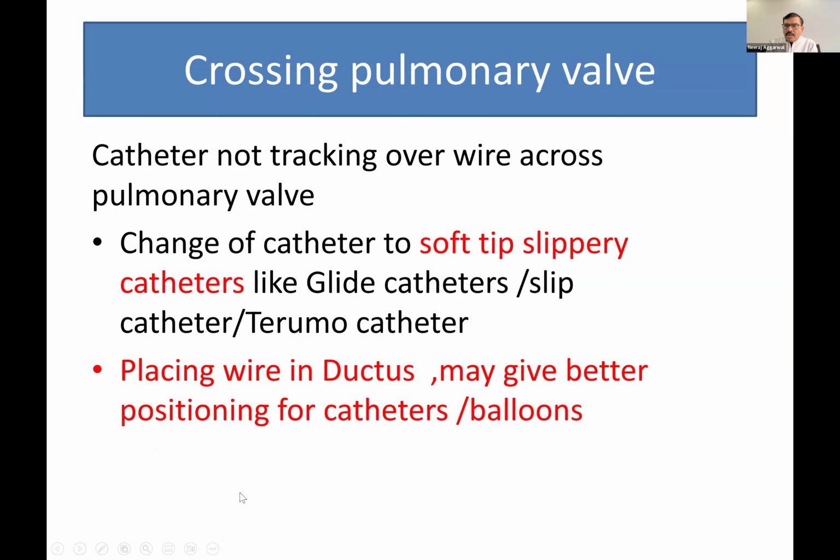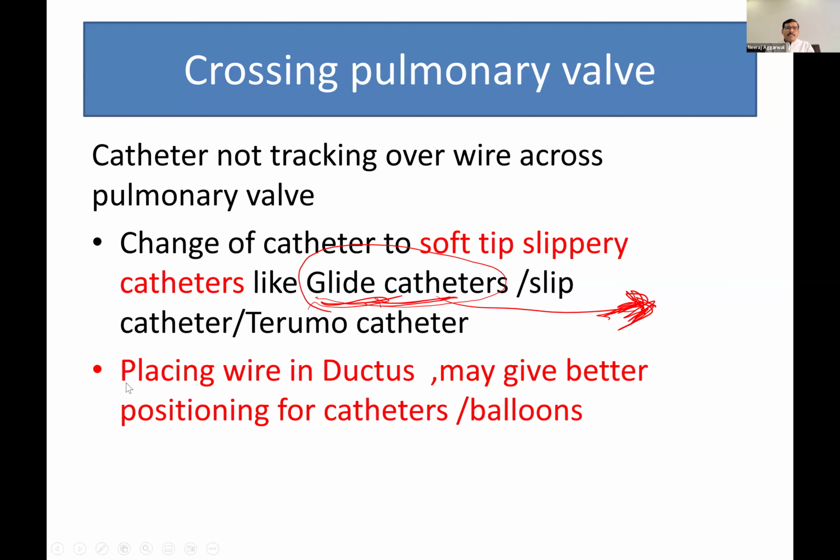Then if the catheter is not tracking over the wire across the pulmonary valve, you cross the wire across the pulmonary valve, but the catheter is not tracking over the wire. There are 2-3 methods which can help you. One is change of catheter to soft, slippery catheters like a glide catheter or slip catheter available in all the labs. I think glide catheters are commonly available and useful. So keep those things on the table when you're doing a neonatal BPV. You should have a fresh new glide catheter in the lab.